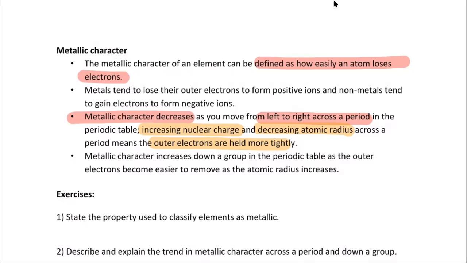Okay. As I go down a group, it increases down a group, and that's because we're adding energy levels. The atomic radius increases, we have more energy levels and more shielding. And that means those outer electrons are going to become easier to remove as it gets larger because they're further away from the nucleus. Okay. So once again, everything traces back to nuclear charge or the shielding and the electron energy levels. Okay. And so just make sure when you're asked about metallic character, you're thinking in terms of how easily an atom can lose electrons, not things like being shiny or malleable and that kind of stuff.